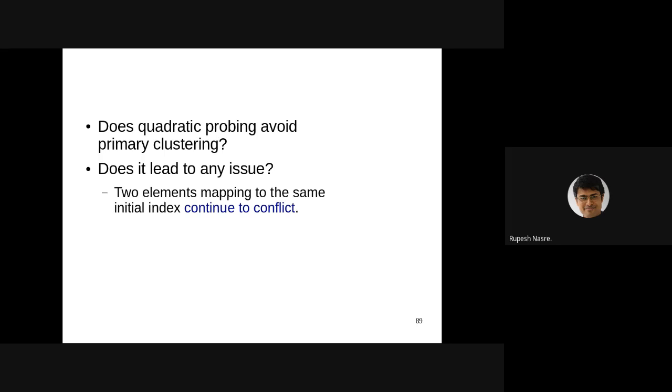So it turns out that many times two elements which are mapping to the same initial index, like we said, Mrityunjay and Sai Charan, if they are mapping to 51 initially, they will continue to get mapped to the same indices going forward, right? If they map to 51, yes, there is a conflict. Then 51 plus 1, 51 plus 4, 51 plus 9, 51 plus 16. They are going to try exactly the same spots. So whatever we were trying to avoid because of collisions, those are actually getting collided further.